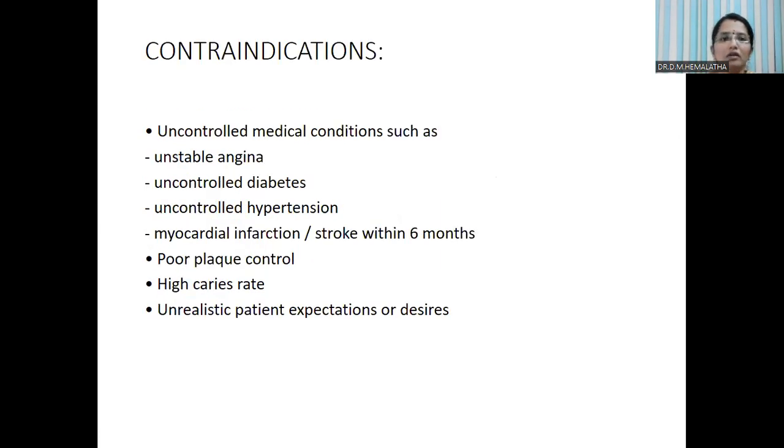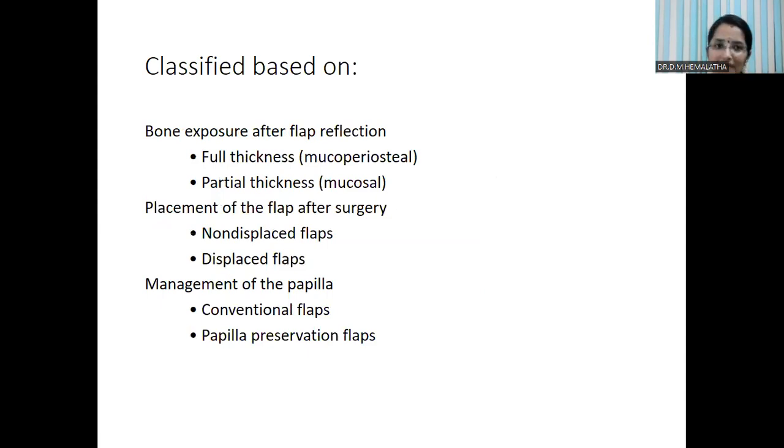So coming on to the contraindications: uncontrolled medical conditions such as unstable angina, uncontrolled diabetes, uncontrolled hypertension, and a patient who has a history of myocardial infarction or stroke within 6 months, and patients who have poor flap control so that they will not be able to have the proper maintenance of these conditions after surgery, and high caries rate are all the contraindications for periodontal flaps.